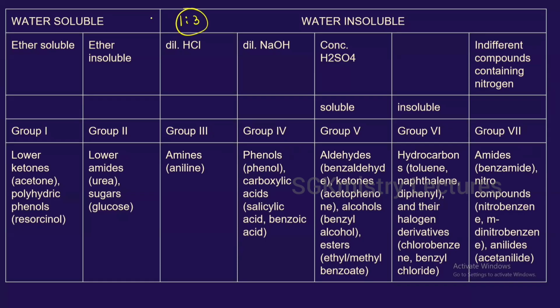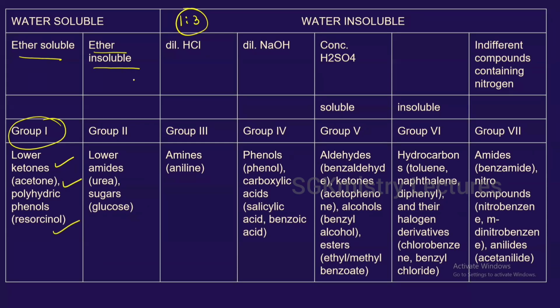So first, when you check for the solubility in water, suppose if it is soluble in water, then we are going to check whether it is soluble in ether or whether it is insoluble in ether. So this is the first step. First, check it in water. If it is soluble, then you're going to check whether it is soluble in ether or insoluble in ether. So suppose if it is soluble in ether, then the given compound belongs to group 1. It may be lower ketones, that is, it may be acetone or it may be resorcinol.